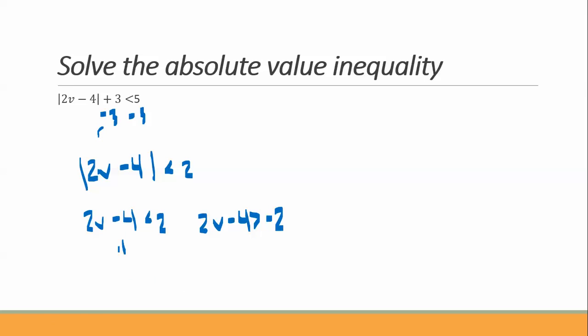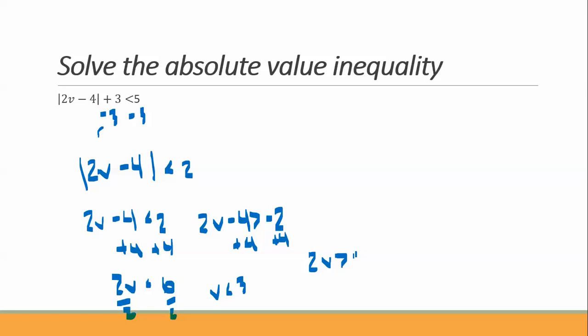Solve each side separately, so we're going to add 4 to both sides. 2v is less than 6, divide by 2. V is less than 3. This one we're going to add 4 to both sides. And we have 2v is greater than 2, so divide by 2, and we get v is bigger than 1. Let's quickly draw that.